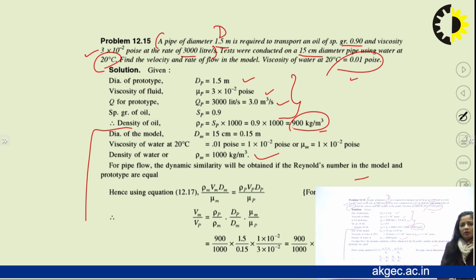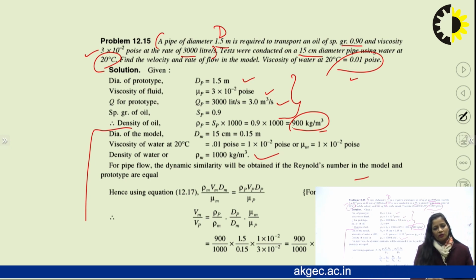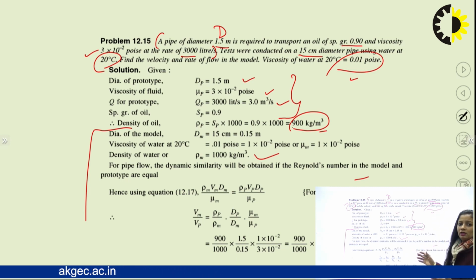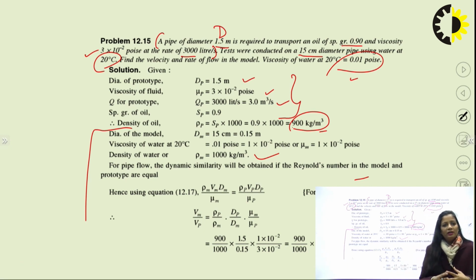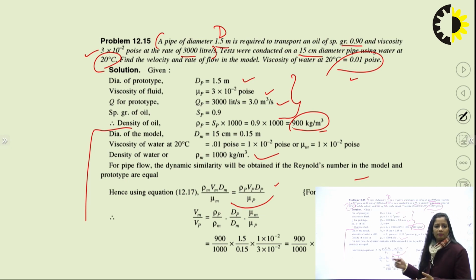Because this is a pipe flow, dynamic similarity will be obtained if the Reynolds number in the model and the prototype are equal. So we need to equate the Reynolds number for both model and prototype. The formula for the Reynolds number is rho v d by mu. Just equate for model and prototype.